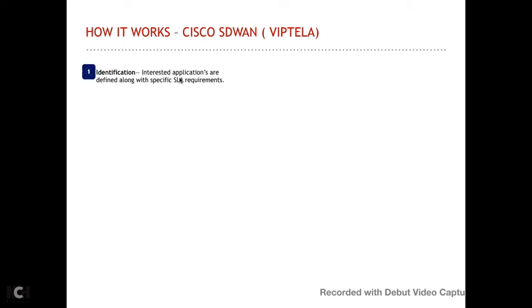How does Cisco's SD-WAN do it? There are three main components. In order to do application aware routing in SD-WAN with Cisco, you first need to identify.